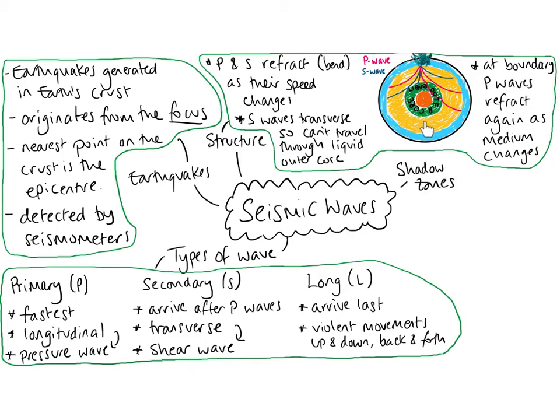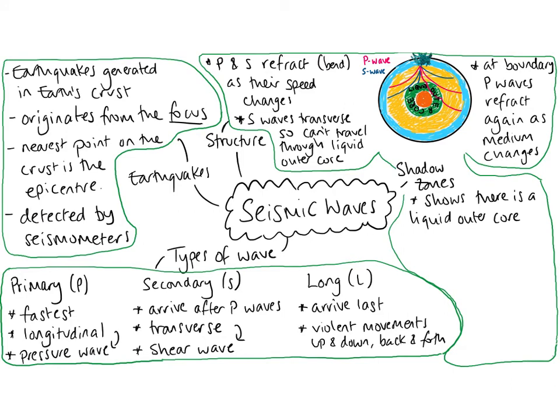We'll come back to this diagram shortly, but for now, let's just refer to the idea of a shadow zone. So we mentioned a second ago that S waves get stopped when they go to a liquid material. And likewise, we mentioned that P waves bend a lot when they pass through different mediums. And what that means is there are areas of the Earth that after an earthquake do not perceive any seismic activity, and they're called a shadow zone, an area where no earthquake wave reaches.